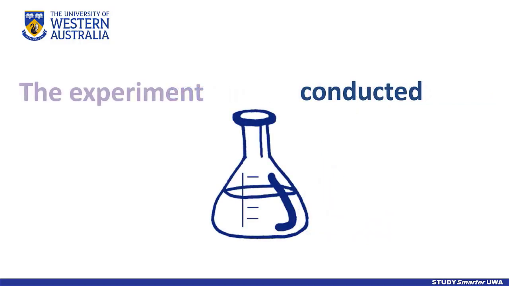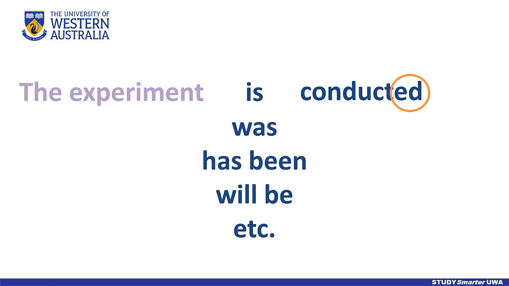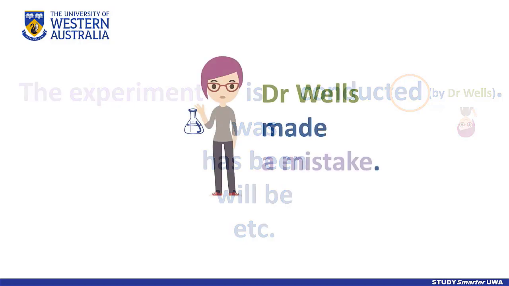First, change the word order so that the object is at the start of the sentence and the verb is at the end. Note that the verb takes its past participle form, which, in the case of most verbs, ends in ed. Add a form of the verb to be. The original subject can be added to the end of the sentence, but it's no longer necessary.